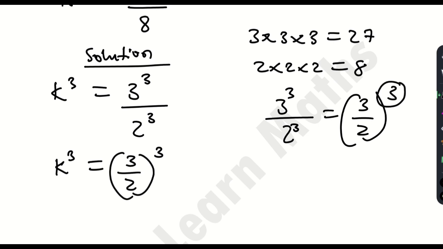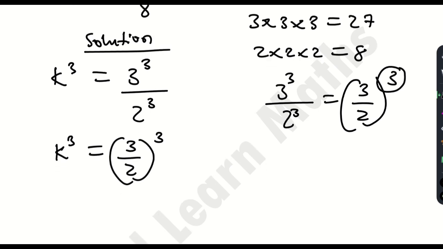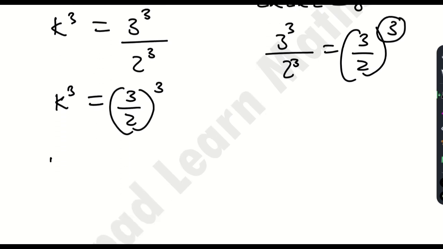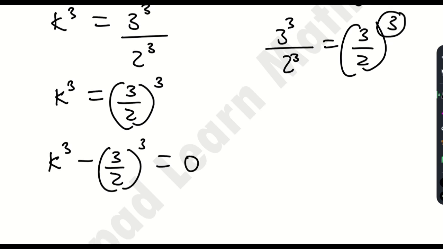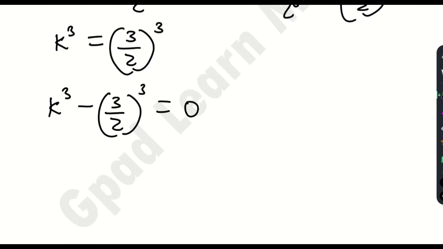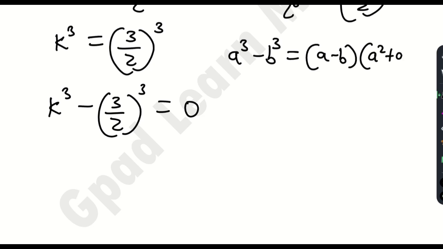3. The next thing I'll do is to move what I have on the right hand side to the left hand side. So I'm going to have k raised to power 3 minus 3/2 all raised to power 3 is equal to what? 0. Now, from one of the algebraic identities, when you have a cubic expression like this and you want to factorize it, for example, say you have a raised to power 3 minus b raised to power 3, this can be written as a minus b in bracket, and then what? a squared plus ab plus b squared.